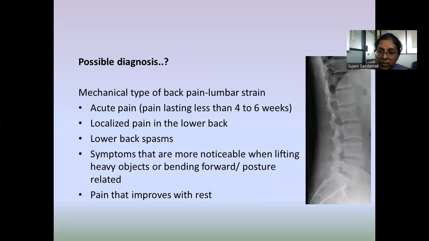The patient has adequate grounds to say it is a lumbar strain. He has a sedentary work style, and there are the features he had for mechanical back pain, which is acute pain and localized pain. There are lower back spasms here. If you see this X-ray lumbosacral spine, you can see the straight spine, which says there is significant muscle spasm in back muscles. And then the symptoms are more noticeable with activity, maybe posture related, lifting things and those things, and pain that improves with rest.